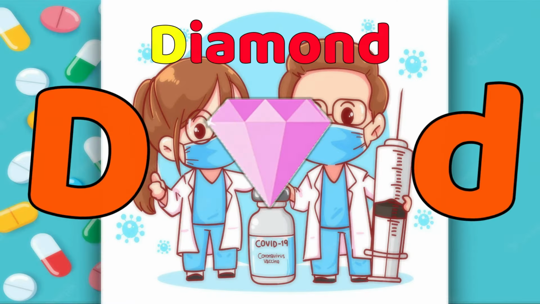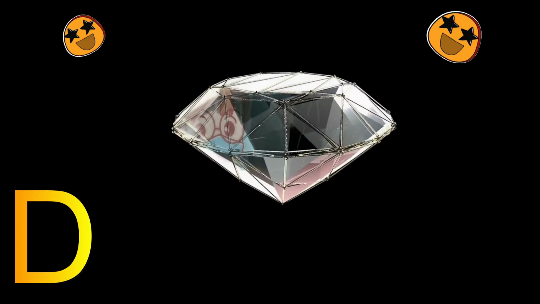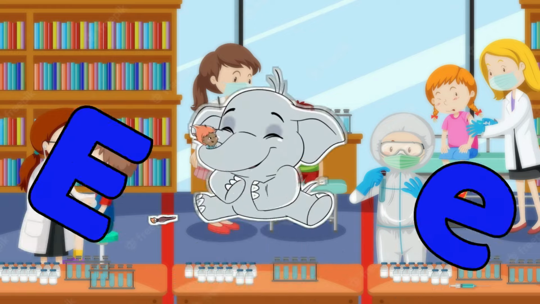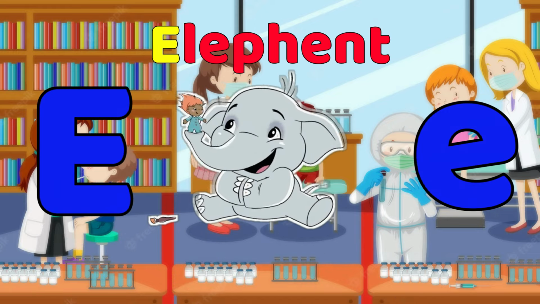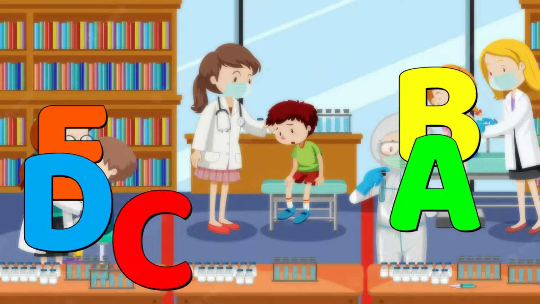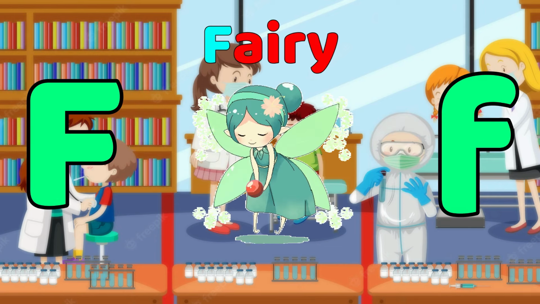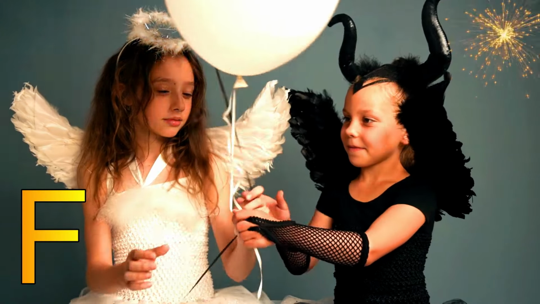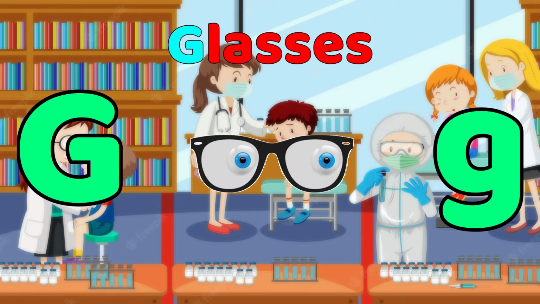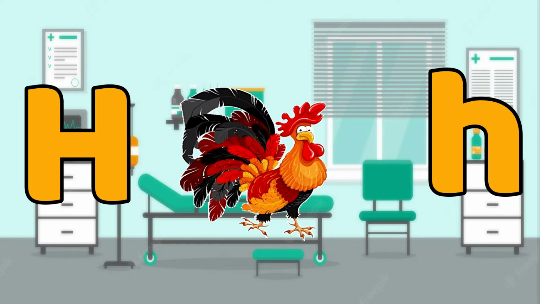D is for diamond. E is for elephant, eh, eh, elephant, e, elephant. F is for fairy, f, fairy. G is for glasses, g, g, glasses, g, glasses. H is for hand.